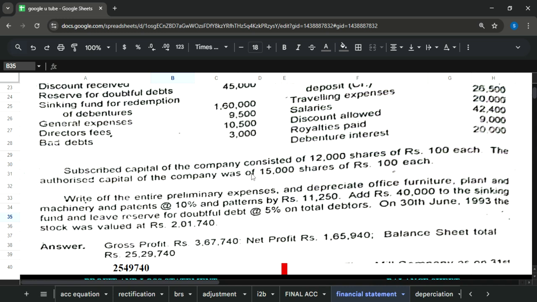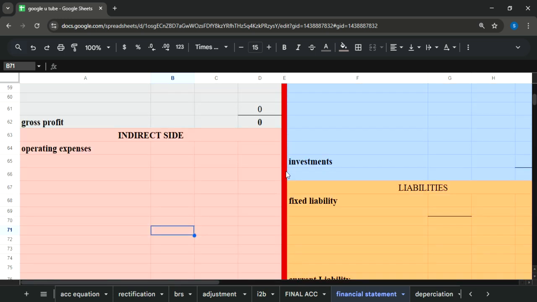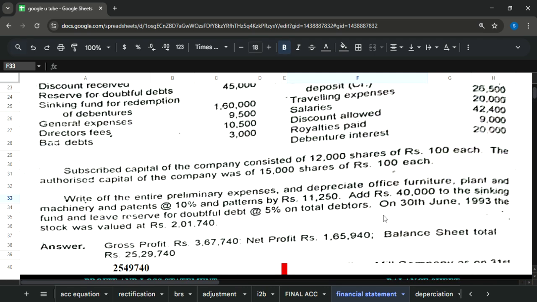Subscribed capital consisted of 12,000 shares of 100 each. The authorized capital of the company was 15,000. It means it's share capital and we need to put it on the fixed liability side. Here first we will mention authorized capital, and you will have to calculate it. Why? Because the actual amount is missing. 12,000 shares of 100 each is subscribed. Authorized is 15,000 shares of 100 each.